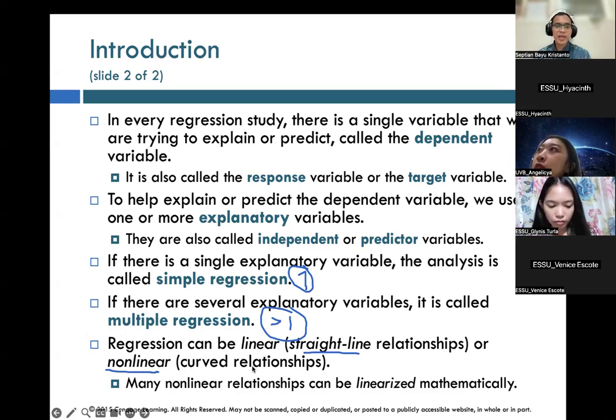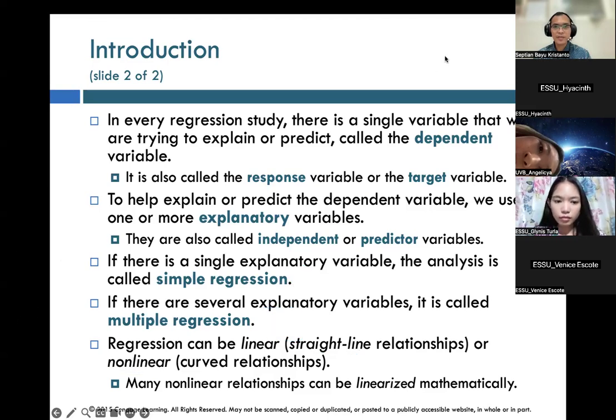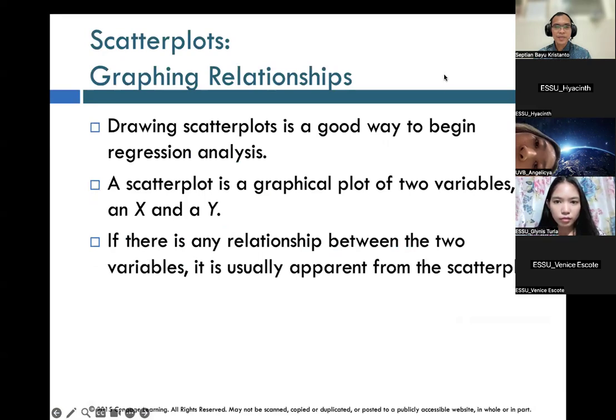The relationships, like curved or nonlinear relationships, are differences between the other variables. We will talk about them in later slides before we continue with regression analysis. We need to make scatter plots, graphing the relationships between one variable and another variable.